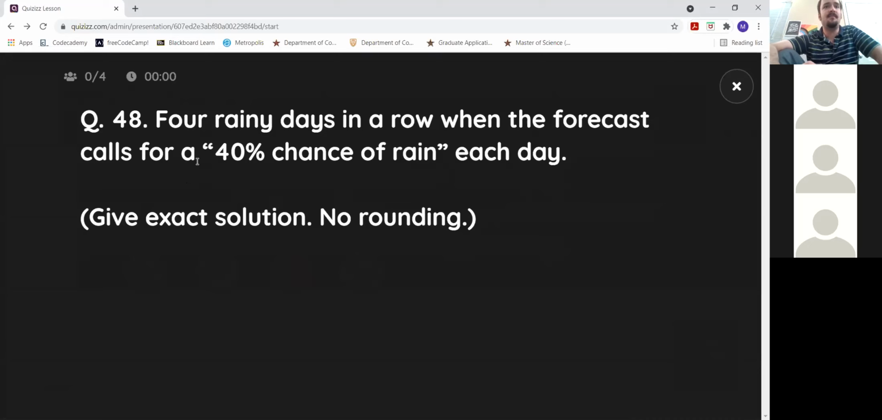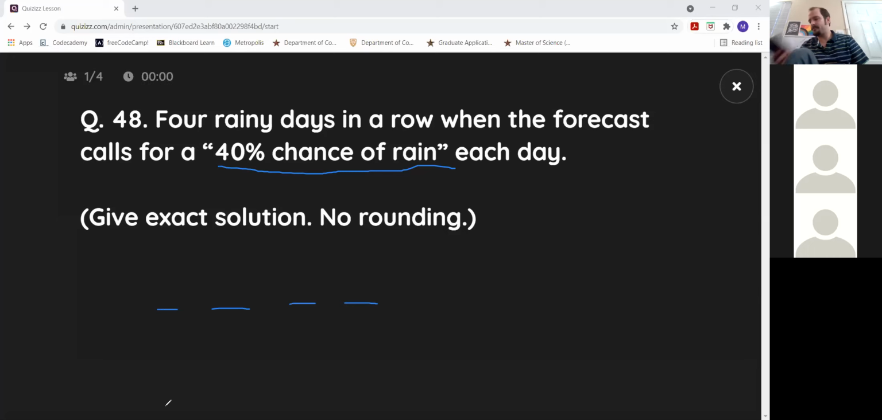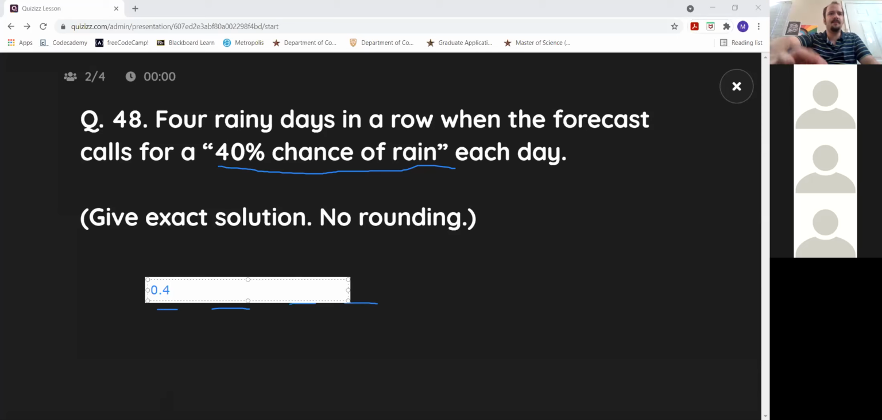Four rainy days in a row when the forecast calls for a 40% chance of rain each day. They gave us our probability as a percentage. So if we get a 40% chance of rain, what is the chance that we will get rain, rain, rain, rain, 4 times? Is that what they're saying? Yeah. And put a leading 0, 0.0256. Would this be the decimal? Yeah, and the decimal when you're doing 40% is what, 0.4?